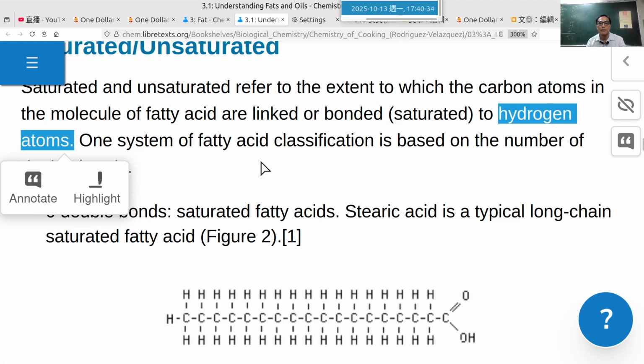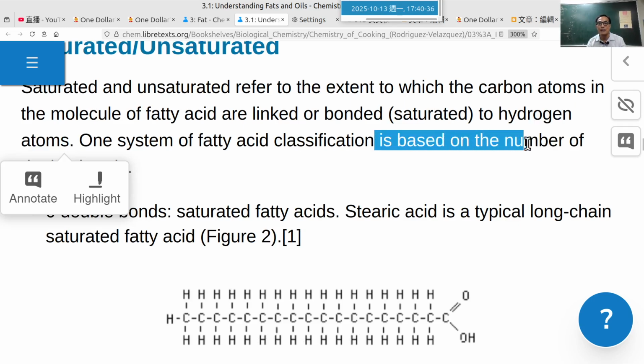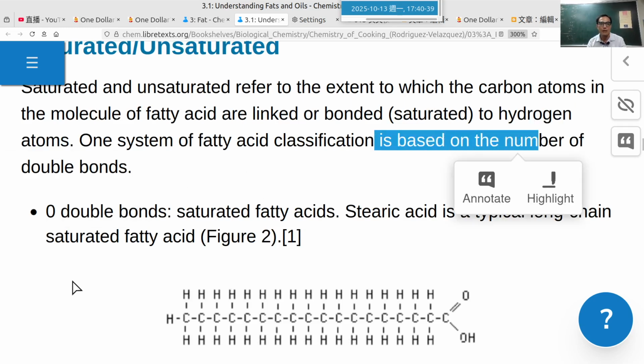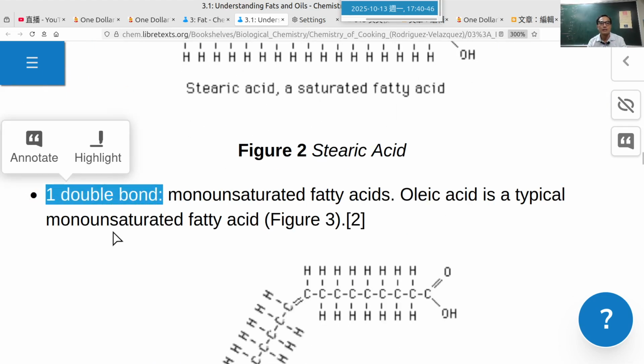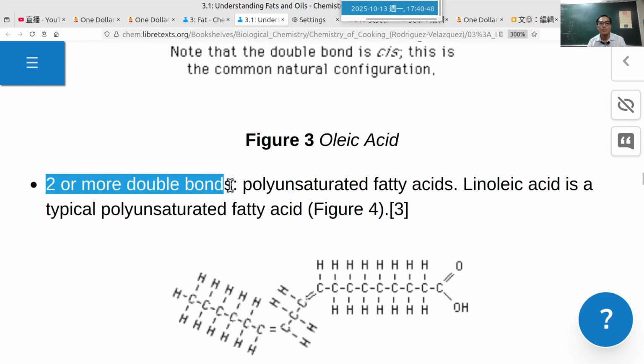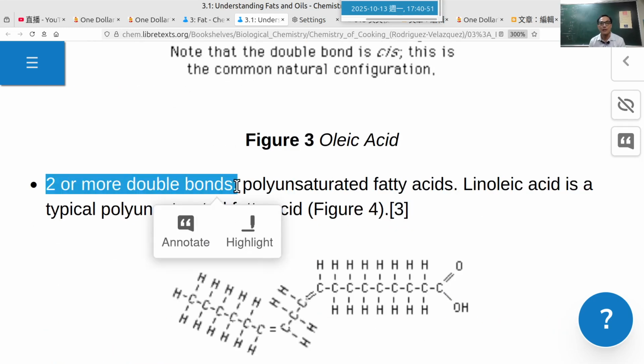One system of the fatty acid classification is based on the number of the double bonds. The first one, 0 double bonds. The second one, 1 double bond, 2 or more double bonds. It's a kind of classification. And sure, you have the concepts because in the future, you were doing business internationally. So I believe you have more chance to understand this. Maybe you already learned that from when you were a high school student, but no problem. I think you can review the knowledge here.